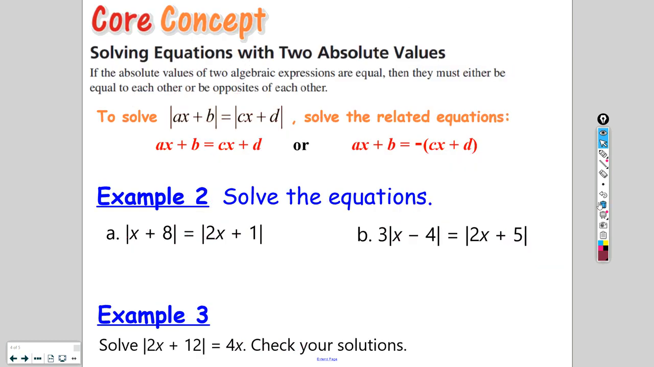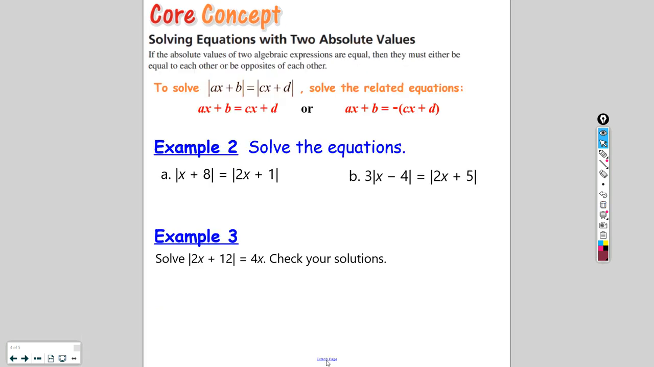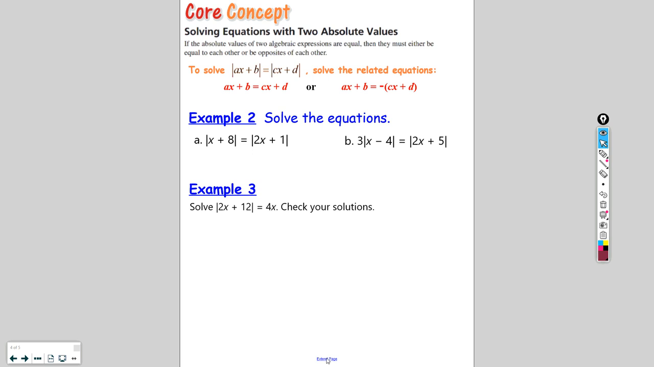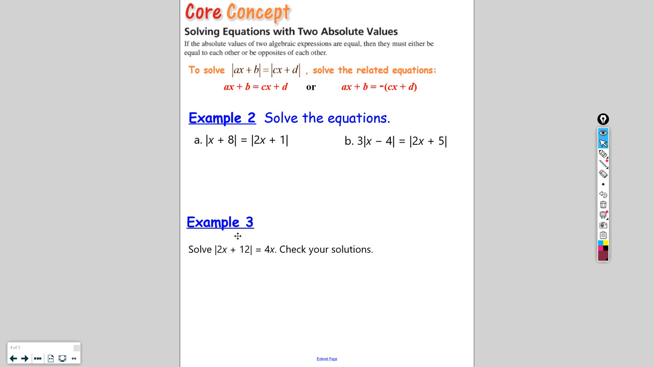All right, let me clear the board here. Now let's say we have absolute values on both sides of the equation. Let me extend this page here. In example 2, I'm just going to move this stuff down here to give us some extra space. In example 2, notice we have absolute values on both sides. So both of these things could either be at the positive position on the number line or at the negative position on the number line.